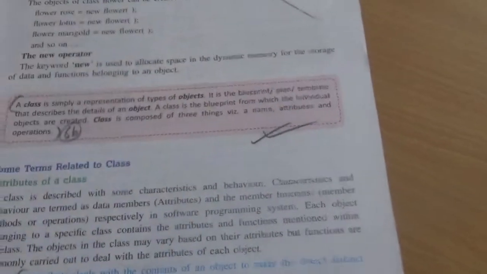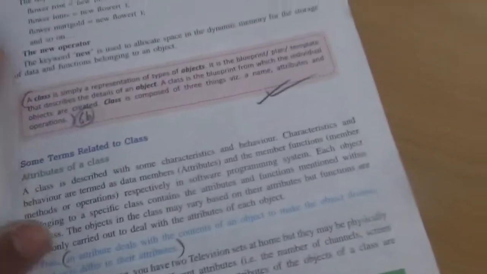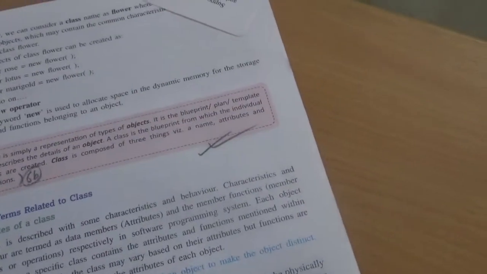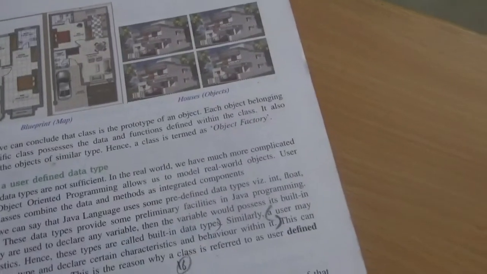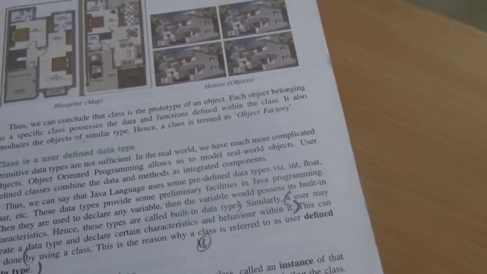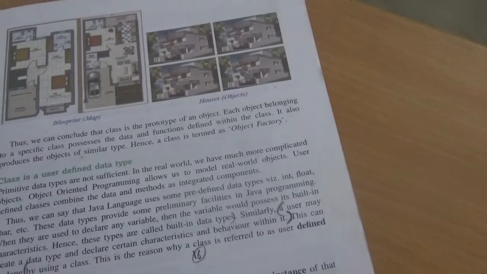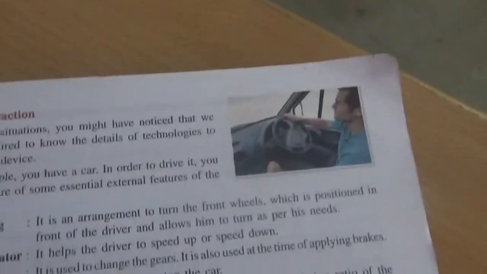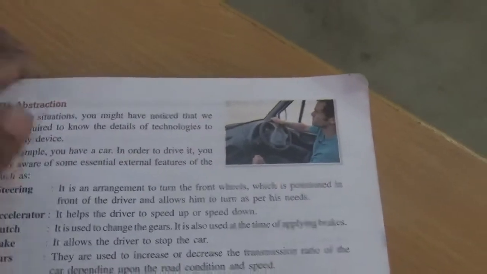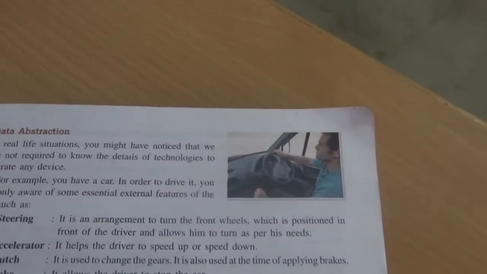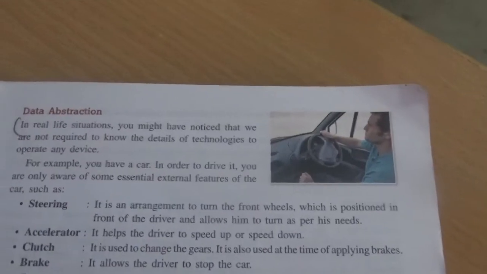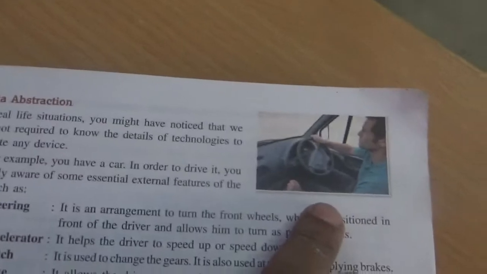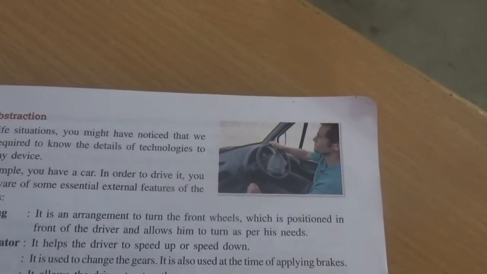So our third point was data abstraction. What do you mean by data abstraction? Can anyone say? Actually data abstraction means, see, we know that generally we play games or we buy a car and we just keep on driving. We put on the key, we start and we keep on driving.